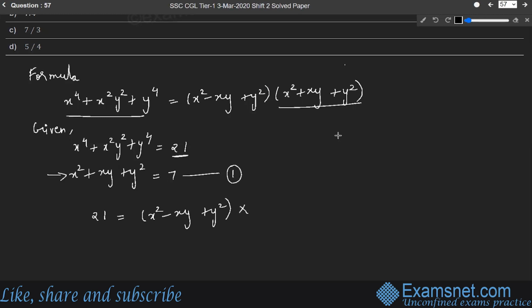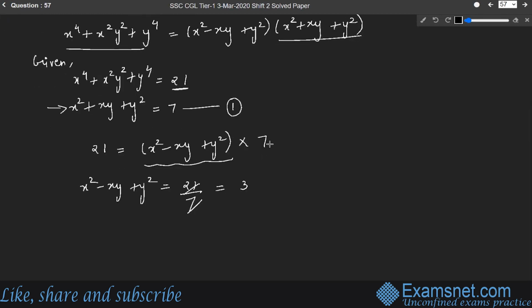What is the value for x square plus xy plus y square? It is 7. So multiplied by 7. Now we can get the value of this term, right? So x square minus xy plus y square will be equal to 21 by 7. What is 21 by 7? It is 3. So we have an equation which is x square minus xy plus y square is equal to 3. Consider it as equation number 2.